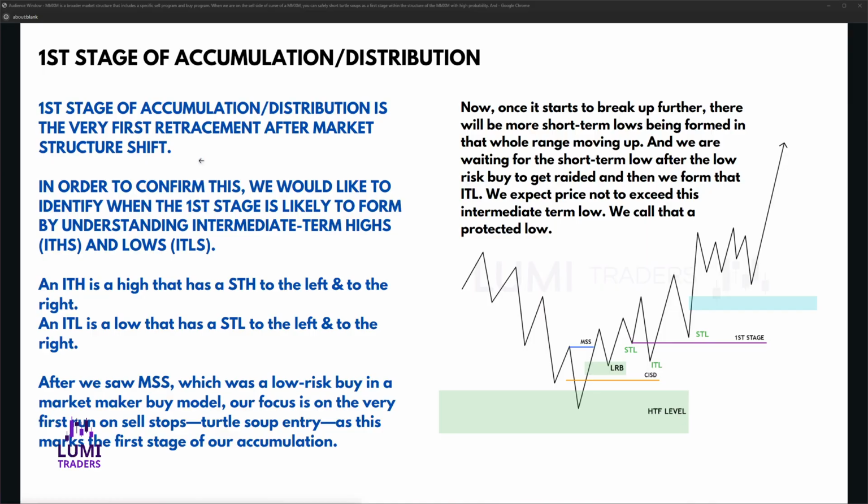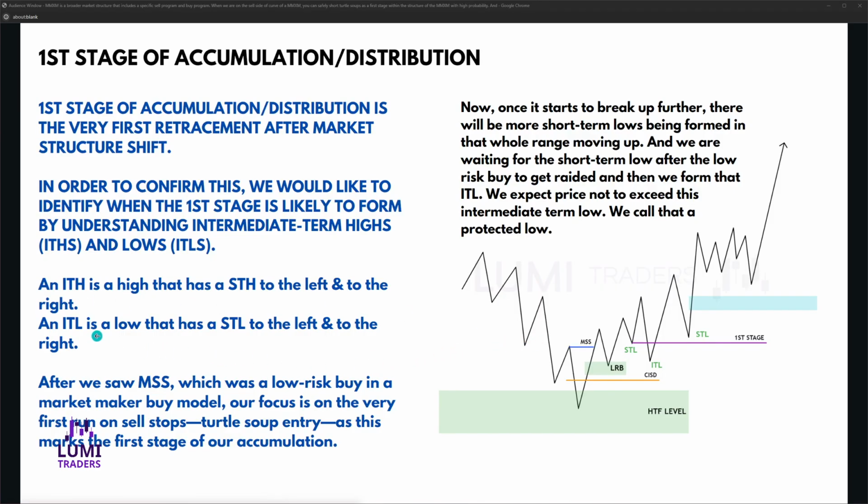In order to confirm this, we would like to find when the first stage is likely to form by understanding intermediate term high and low. You must keep in mind from the ICT 2022 mentorship, I guess it was episode number 19, if not mistaken, he explains that an intermediate term high is a high that has a short-term high on the left side and a short-term high on the right side. Once again, it must have a short-term high on the left and a short-term high on the right.